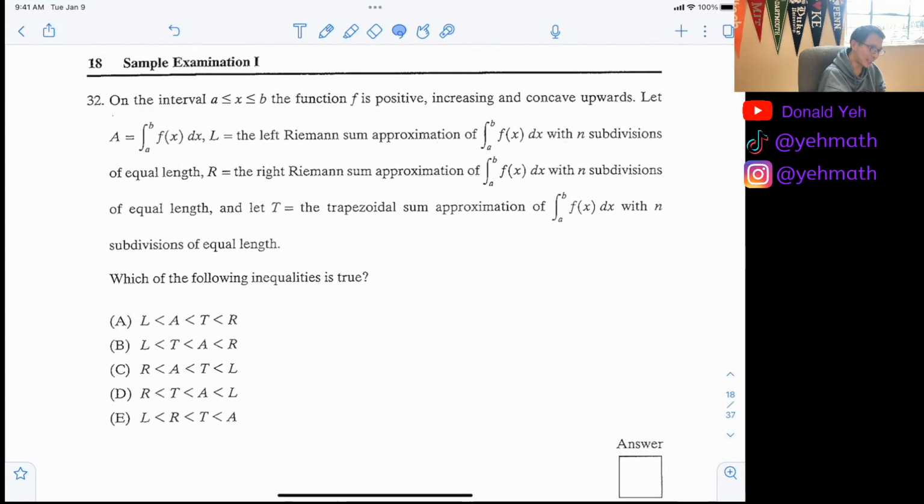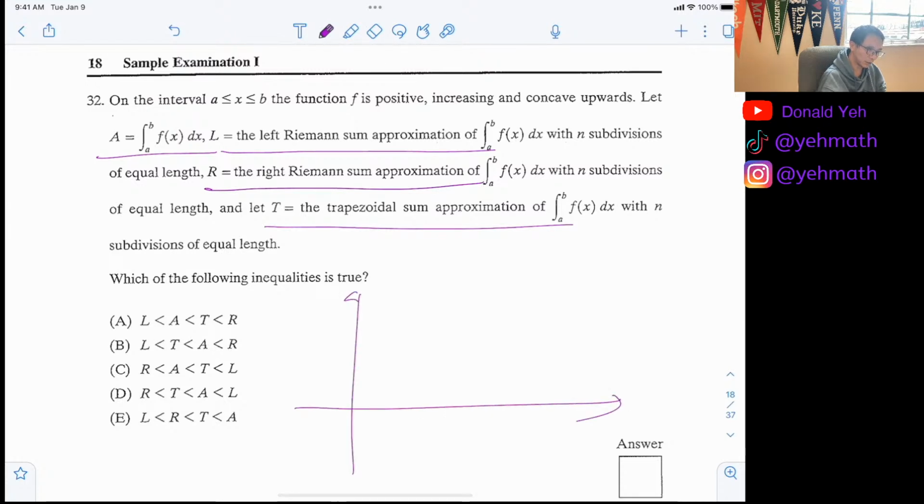Look, they say A is the integral. Does that make sense? L represents left Riemann sum, R right Riemann sum, T is trapezoid rule. I'm just going to draw between A and B according to this: positive, increasing, and concave upwards. How do I draw that? Well, positive is above the x-axis. Increasing is always going up. Concave upward, I'm going to do more drastic like this. And I'm going to break two intervals like this.